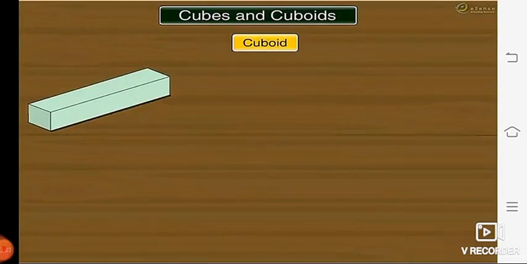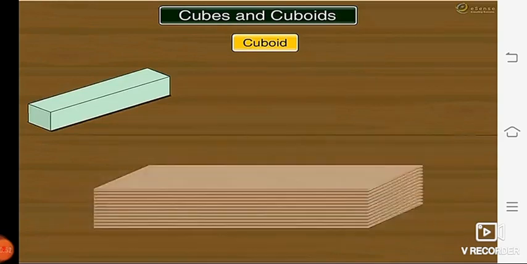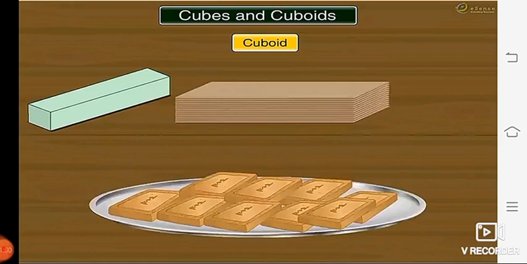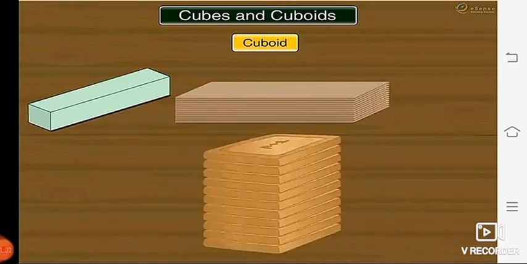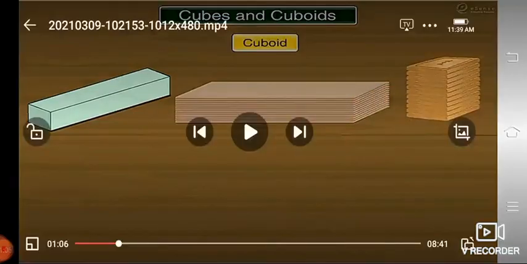I'll give you one example. We can take many rectangular cardboards in this way and arrange them as shown in the figure on the screen. Then we get a cuboid shape, is it? In the same way, we can take these biscuits and arrange them in this way. We get a cuboid shape, is it?